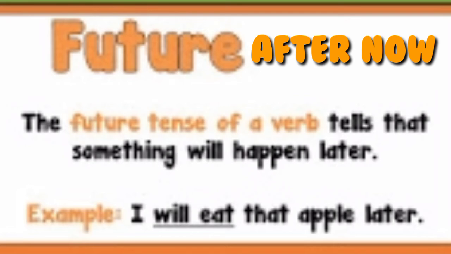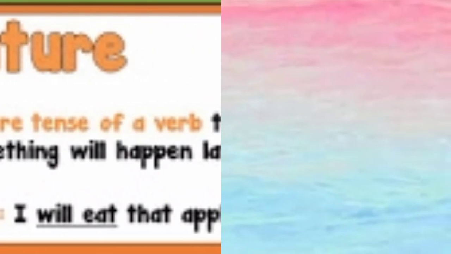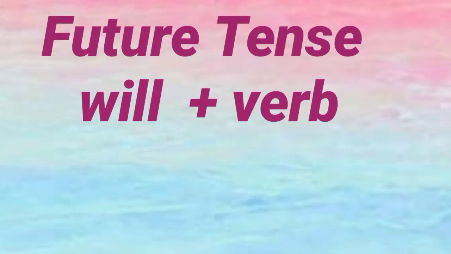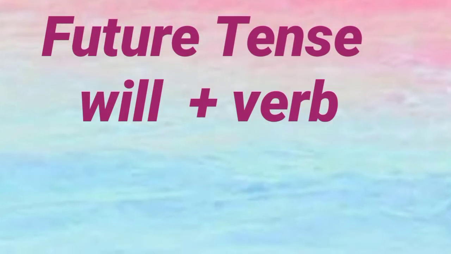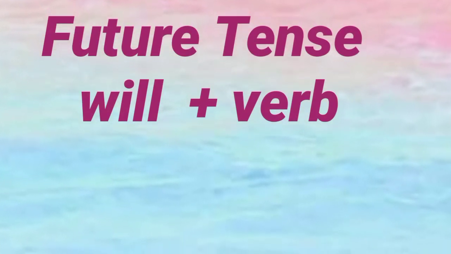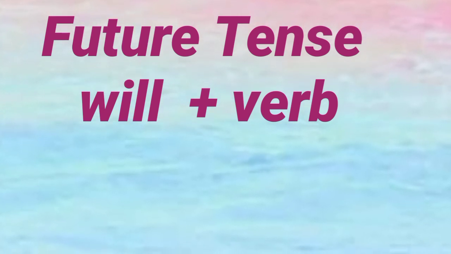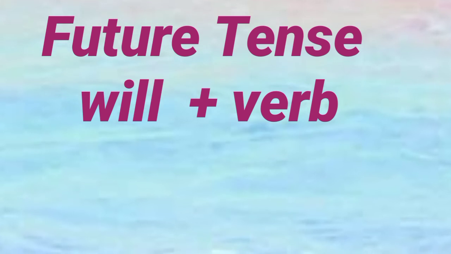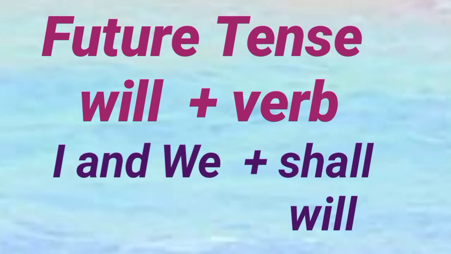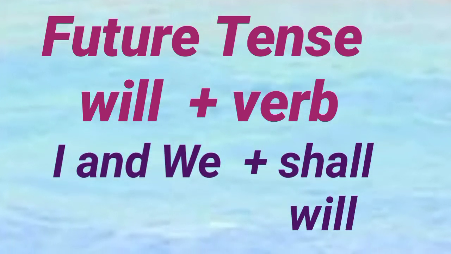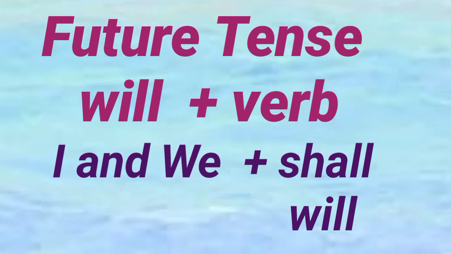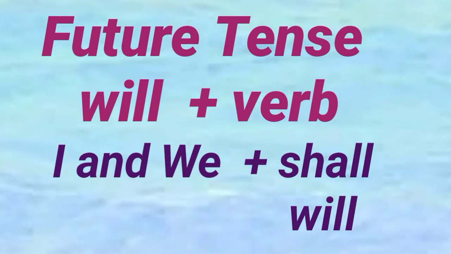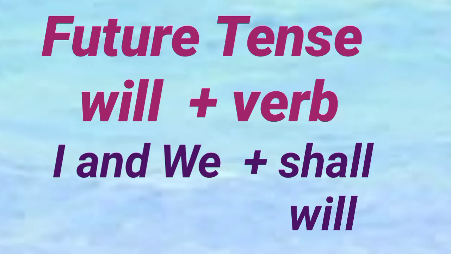In future tense, we use will as a helping verb to stand with the main verb. Will plus verb. It expresses the future tense. And with the pronouns I and we we use shall also. Will is also correct, but with I and we, it is better to use shall. Now let us see some examples of a future tense also.